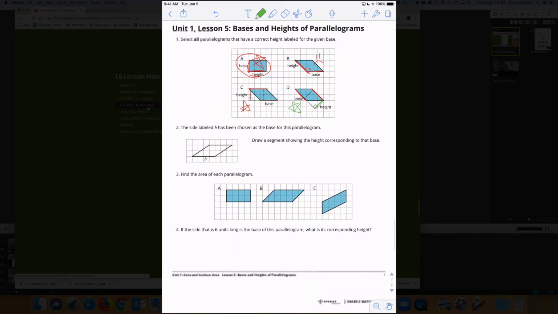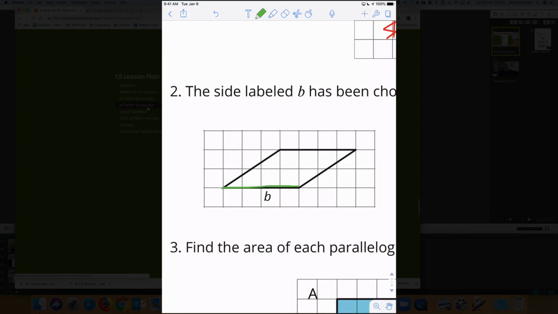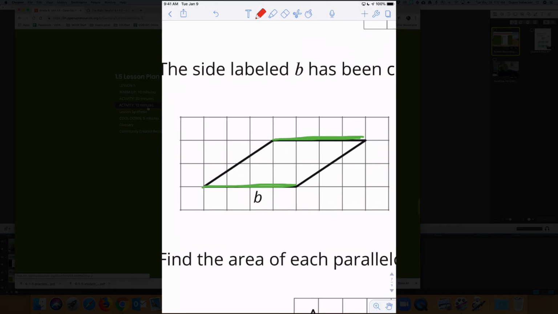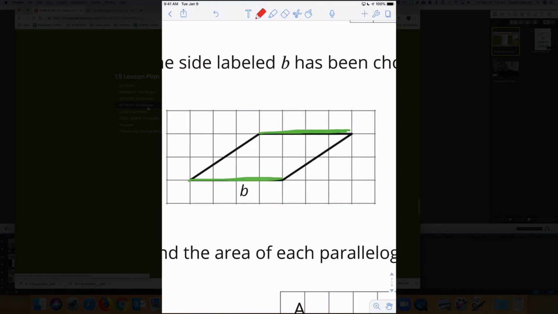Woohoo! All right. So number 2, a side labeled B has been chosen as the base of this parallelogram. Draw the height. All right. Well, that's pretty straightforward. So here's our base right here. Here is our other base. So we know that our height has to be perpendicular to both of those lines. So it really doesn't matter where I draw it. Let's draw it right here.